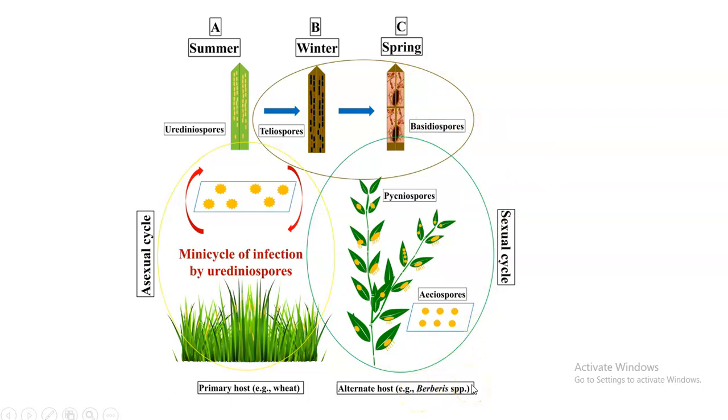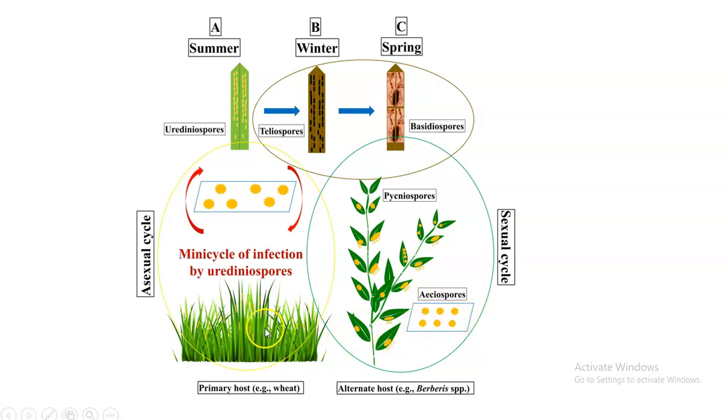Barberry is a different plant. This is not wheat. It's a different plant which will be growing in the hilly regions. So these basidiospores will be reaching this Barberry plant, and on the upper side of the leaf it will be forming pycniospores, and on the lower side of the leaf it will be forming aeciospores. These aeciospores are orange in color.